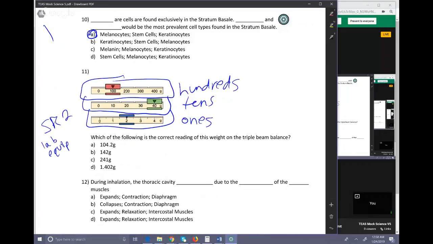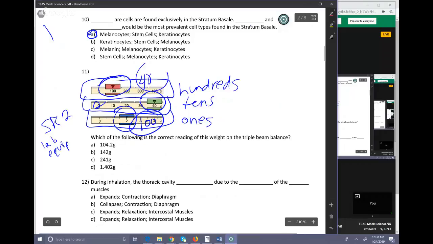So in this case, it's 142. If these had been in a totally different order, you'd still do it that way. So you could have had the 100 down here, the 40 here, and the 2 there, and you would have said 142. So that's 142 grams.